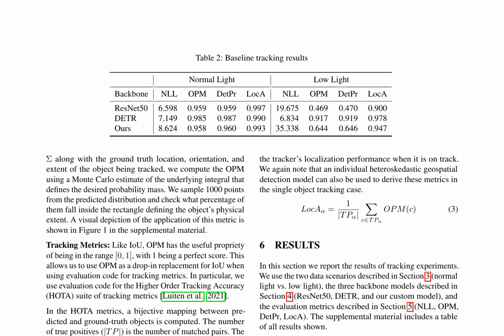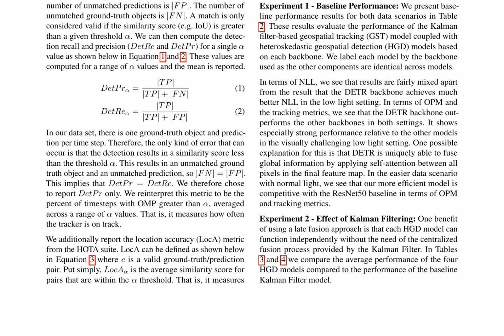The authors also experiment with the effect of Kalman filtering, comparing the average performance of 4 HGD models to the performance of the baseline Kalman filter model. The authors use a range of techniques, including sigmoid activation, softplus function, and matrix multiplication to ensure numerical stability and positive definiteness of the covariance matrix. They also employ the AdamW optimizer with weight decay and gradient clipping to train their models.